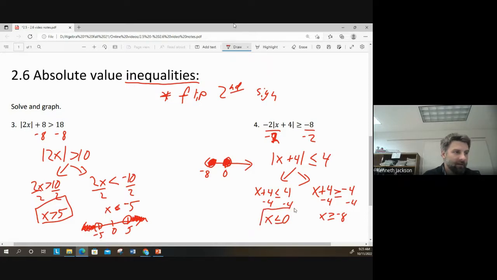And I look at one of my statements. x is less than 0. From 0, I shade to the left. And if you shade inside on one, you shade inside on the other. Those are notes for 2.5 and 2.6.